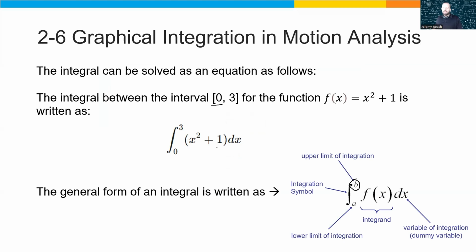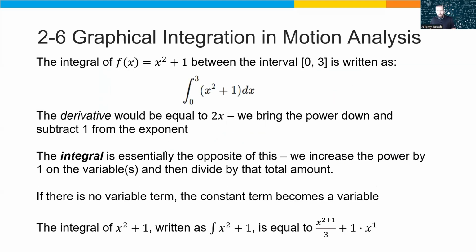We write that function here, x squared plus 1, and we're finding the integral of it, and we write dx there. That's called the variable of integration. This is called the integrand. It's basically just the function that we're finding the integral of. And this is the integral symbol. So the integral between 0 and 3, we write it like that, and the derivative would be equal to 2x.